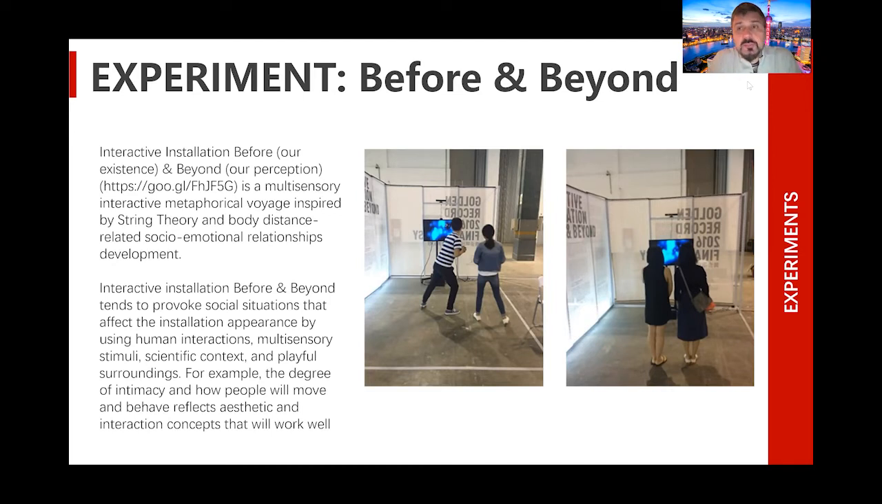So the first project and the first experiment is the interactive installation Before and Beyond, which is a multi-sensory interactive metaphorical voyage inspired by string theory and body distance related socio-emotional relationship development. In particular, in this installation, we are trying to provoke social situations that affect the installation appearance by using human interactions, multisensory stimuli, scientific context, and playful surrounding. For example, we are talking about the degree of intimacy and how people move and behave, and their behavior reflects to the aesthetic and interaction concept that will work well.